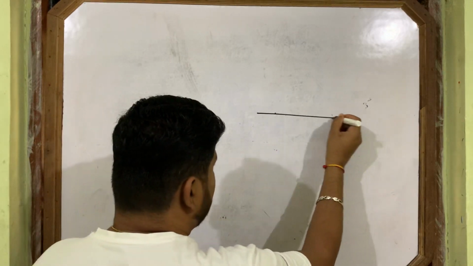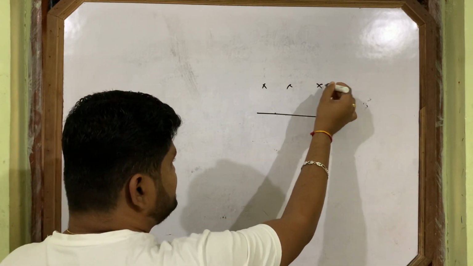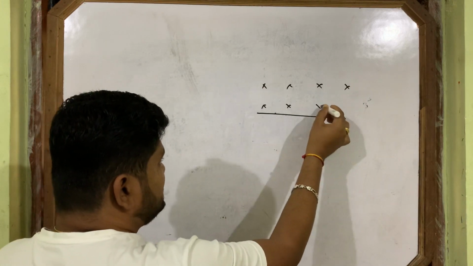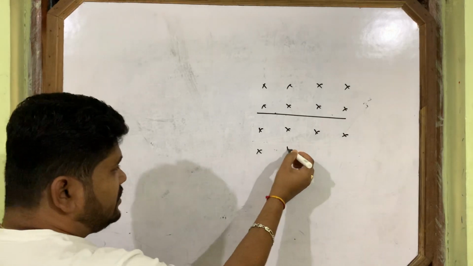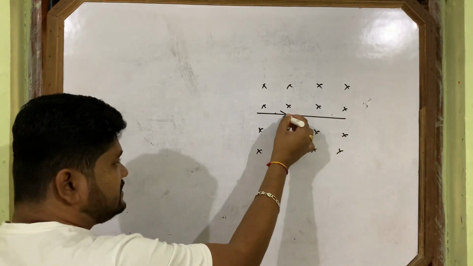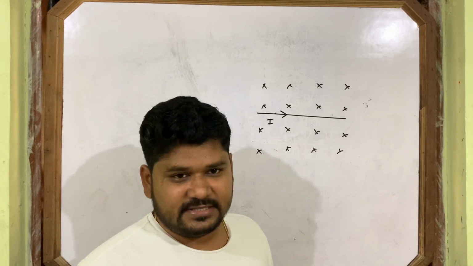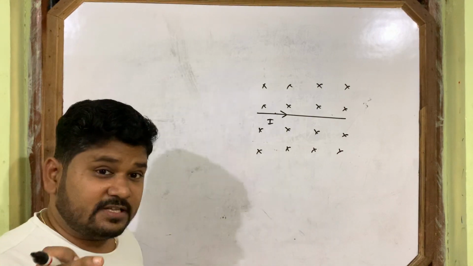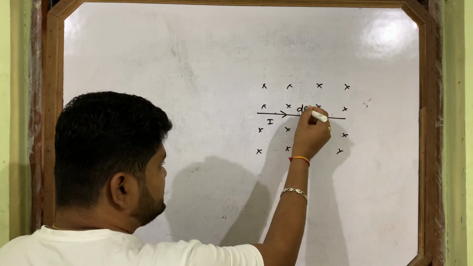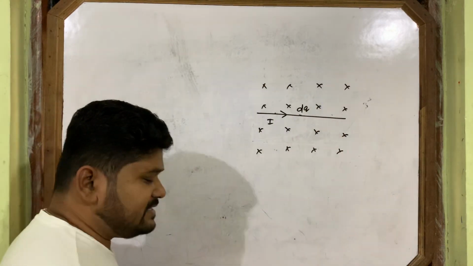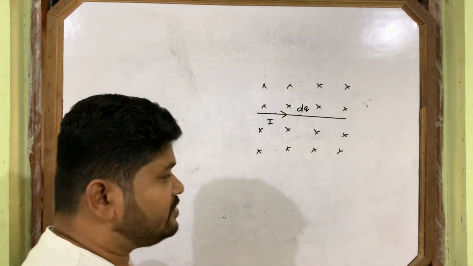So this is the conductor lying in a magnetic field. Suppose a magnetic field is present. The conductor is lying in the magnetic field. I told you force acts on the conductor because force acts on the charges. So let's consider a dq amount of charge, a very small charge, moving inside it. Let's calculate the force on the dq amount of charge.